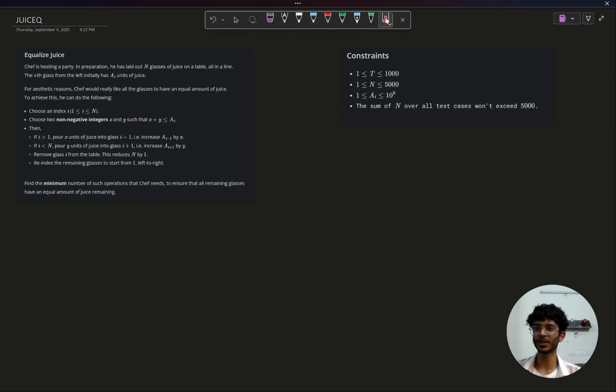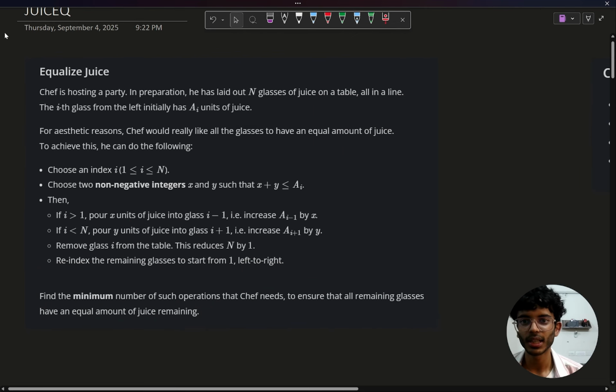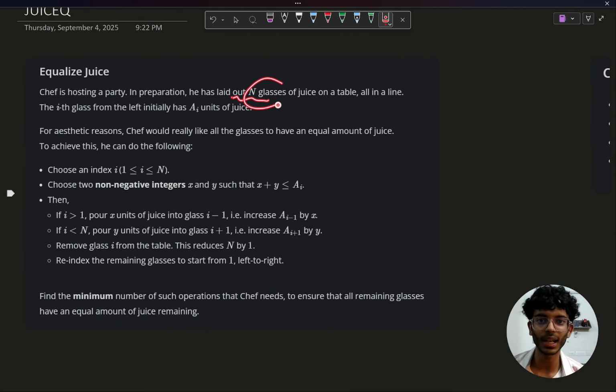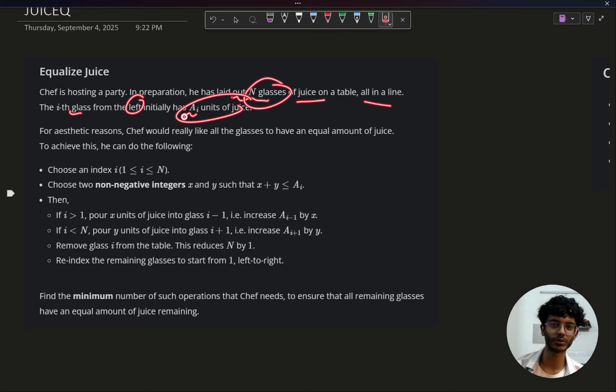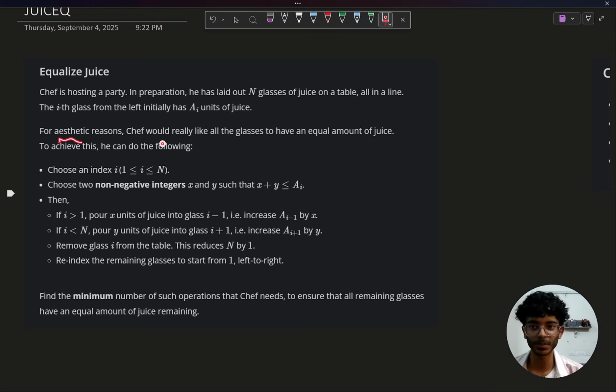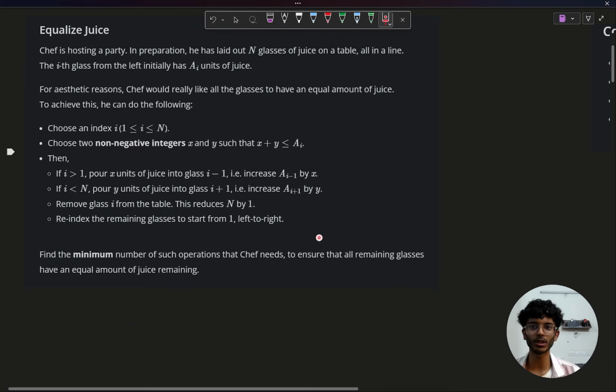Hello everyone. Today we'll be discussing this question, Equalize Juice. In this question, Chef is hosting a party. In preparation, he has laid out N glasses of juice on a table in a line, and the ith glass from the left initially has A_i units of juice. For aesthetic purposes, Chef wants each of the glasses to have an equal amount of juice. For that, he can do the following operation.